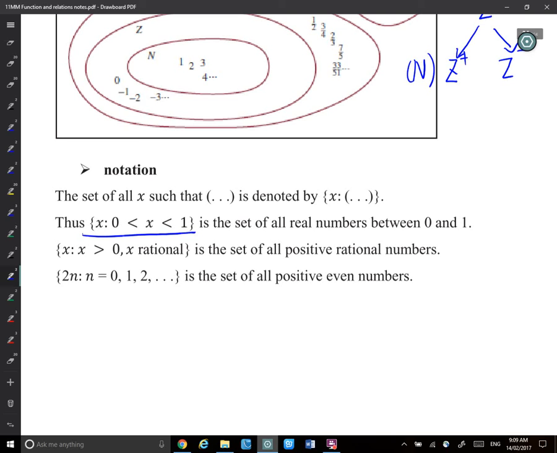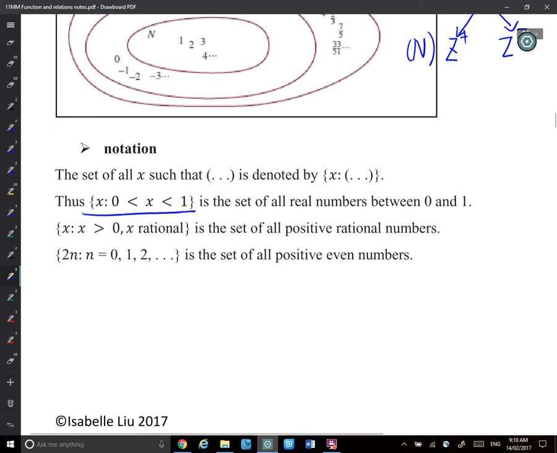But why are we not listing them out? I cannot. In between 0 and 1 there are rational numbers and irrational numbers, infinitely many numbers. So I cannot really list them out. So I will use this notation to talk about that: a collection of x such that x needs to be in between 0 and 1.